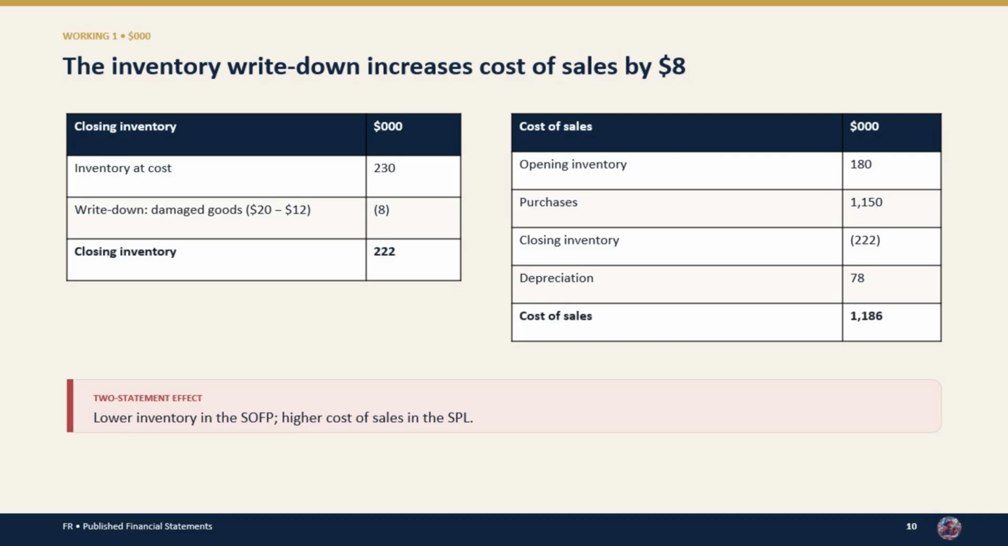The result is 1,186. Check it. 180 plus 1,150 is 1,330. Minus 222 gives 1,108. Plus 78 gives 1,186. The write-down lowers a current asset and increases the expense within cost of sales.